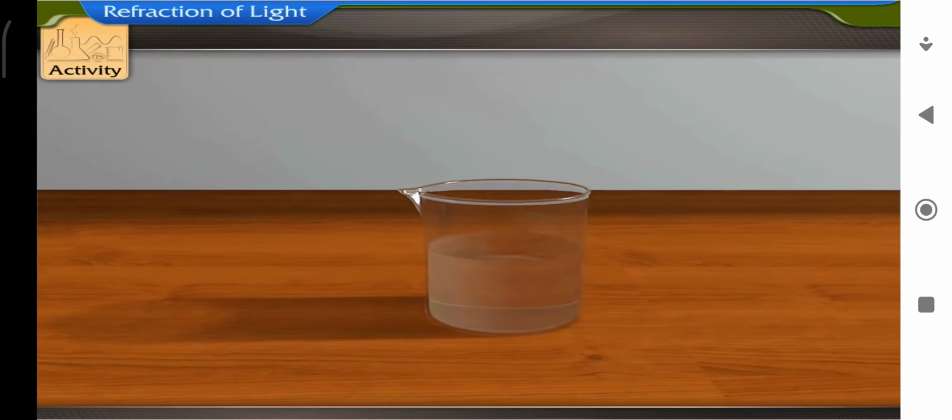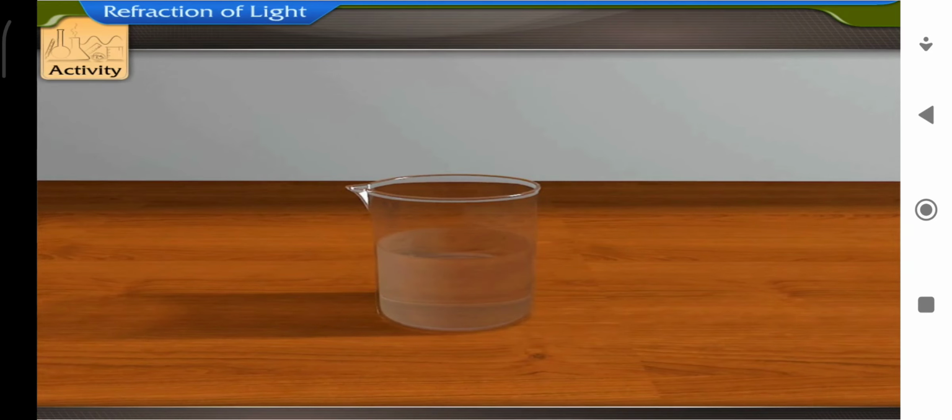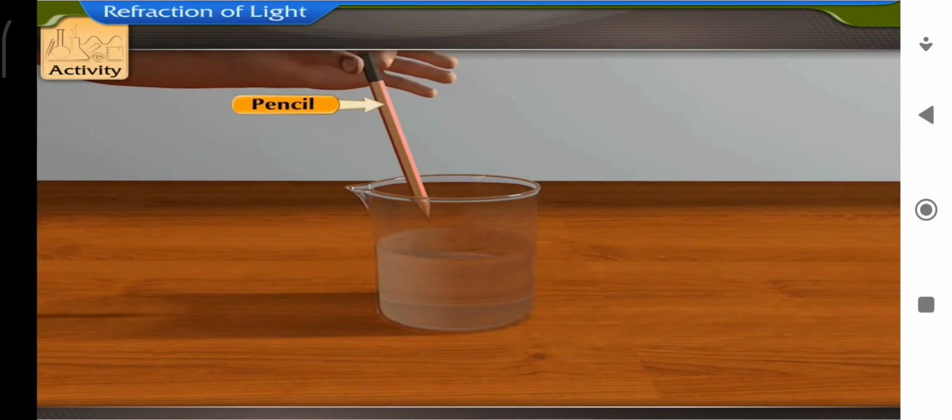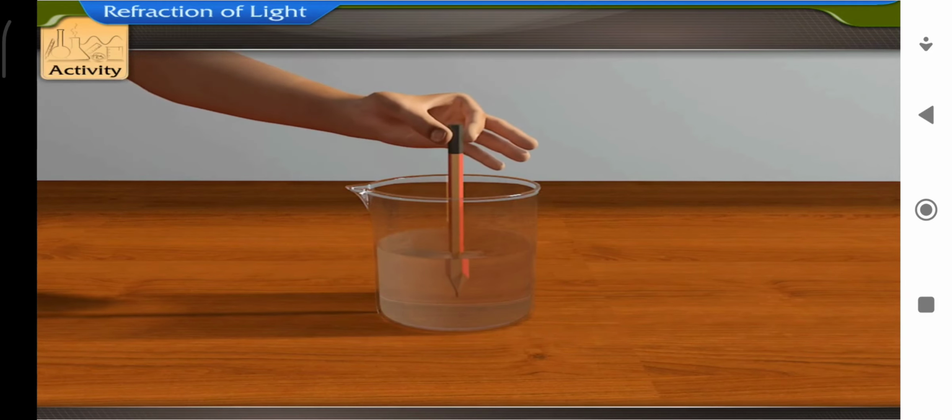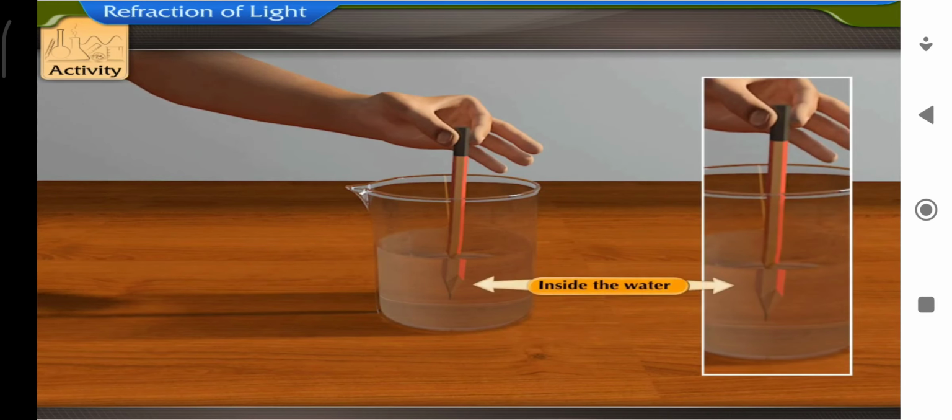Now take a beaker filled with water. Take a pencil and place it vertically in water such that some part of the pencil is immersed in water. Look at the pencil carefully. You will observe that the thickness of the pencil inside the water appears to be more than the thickness of the part of the pencil that is outside the water.